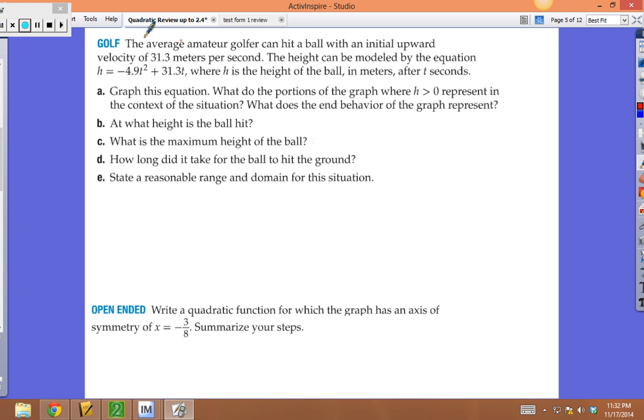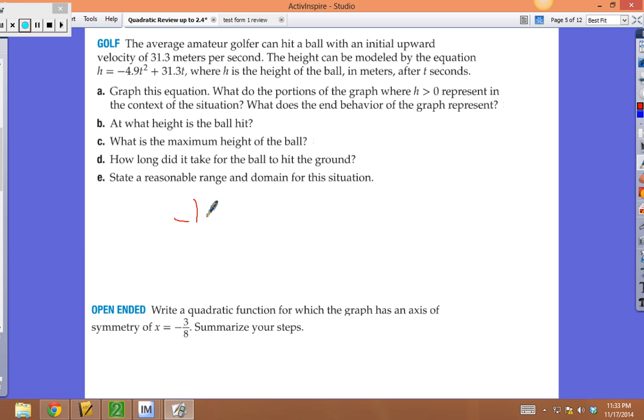Now, this question. If I give you that the axis of symmetry has to be -3/8 and you create your own function, there are several correct answers. There's not one unique correct answer. There's an infinite amount.